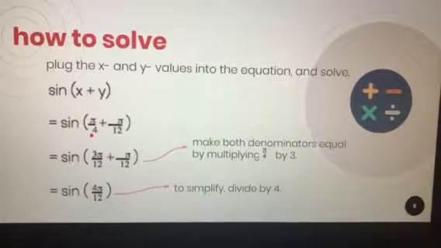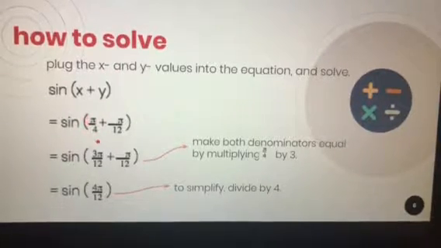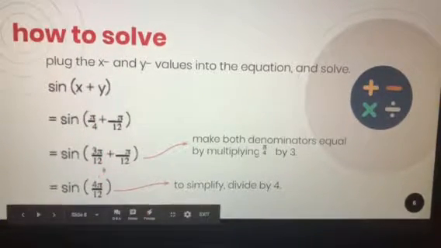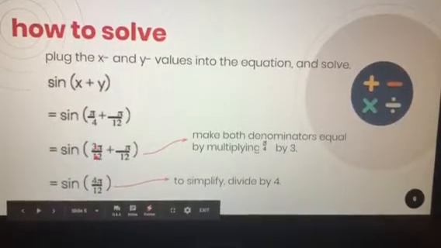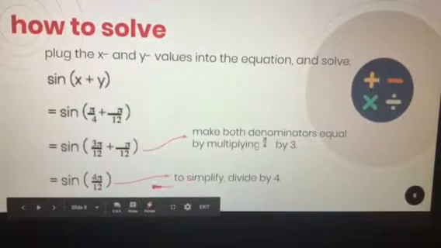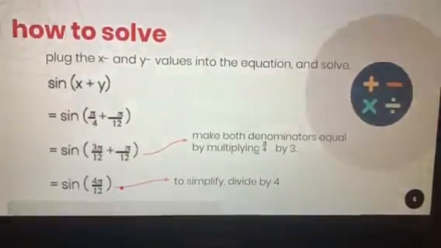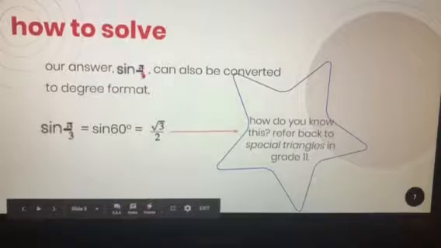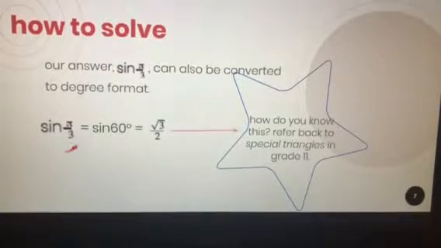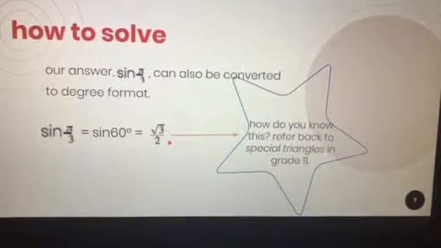Here, we can't add these together because they have different denominators. So we multiply this side by 3 to give us 3 pi over 12. So 3 pi over 12 plus pi over 12 gives us 4 pi over 12. To simplify this, we divide by 4, and it gives us sine pi over 3. Our answer, sine pi over 3, can also be converted into degrees. So sine pi over 3 also equals sine 60 degrees, which equals root 3 over 2.